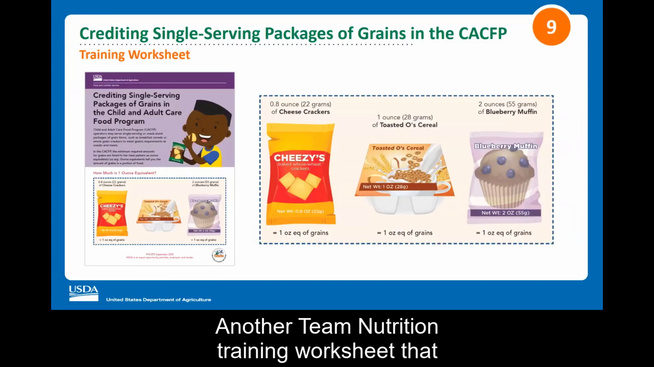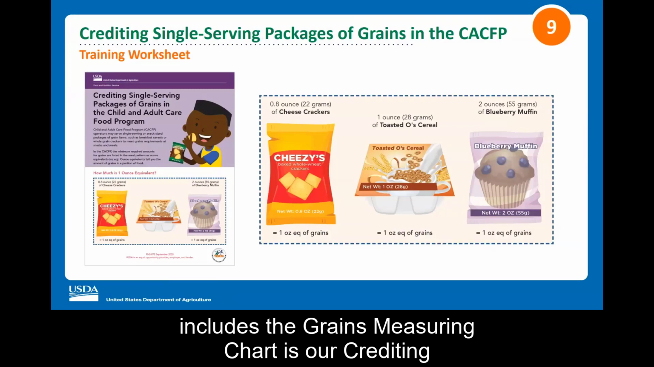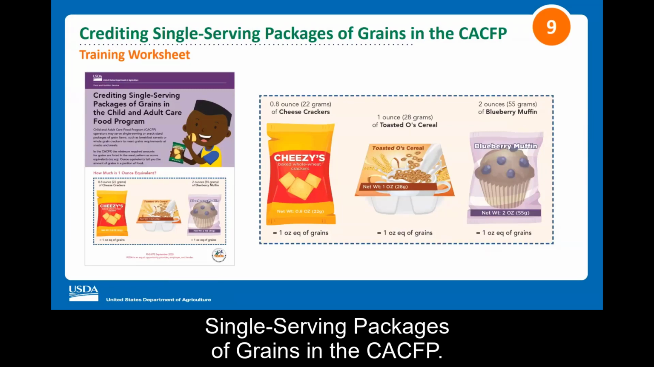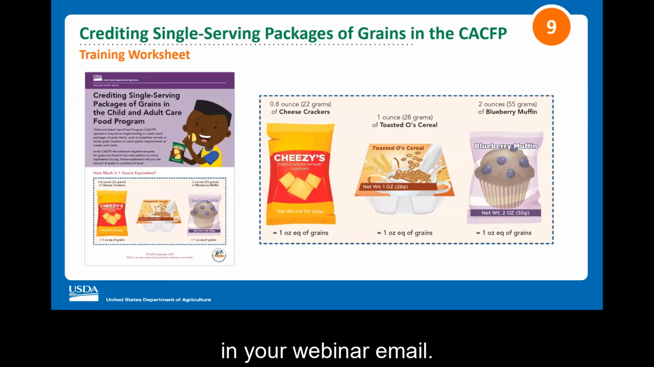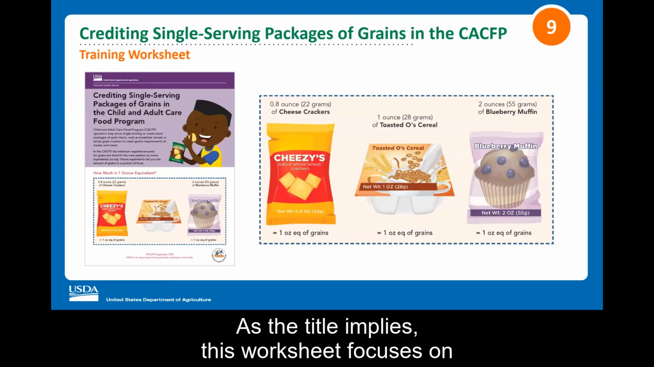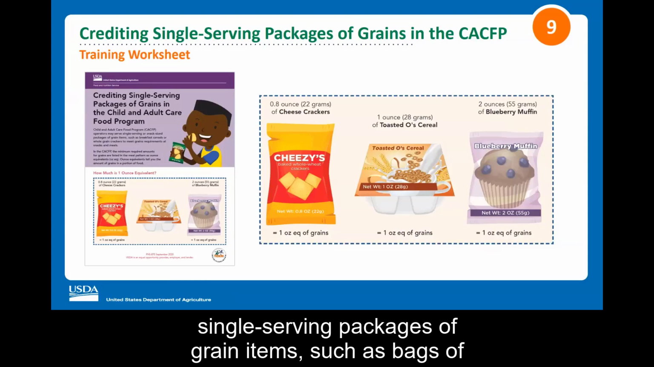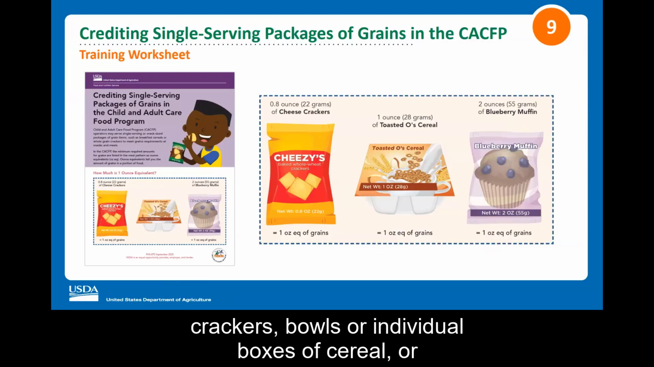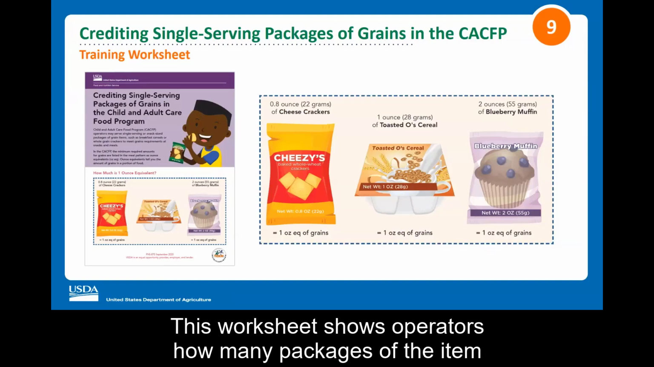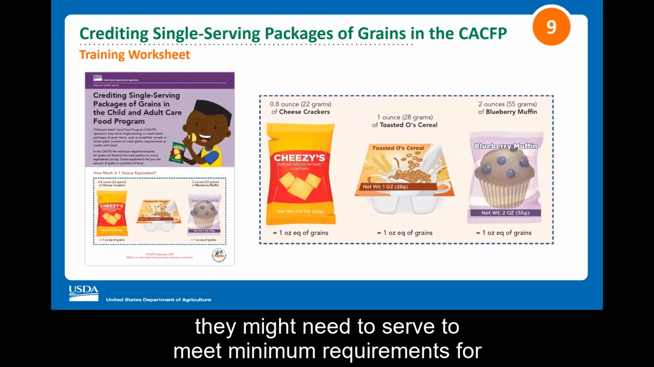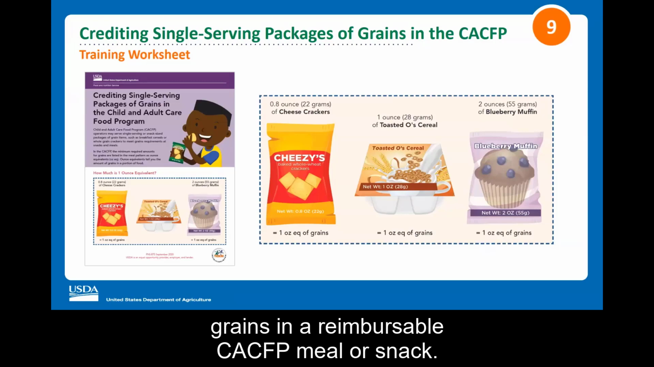Another Team Nutrition training worksheet that includes a grains measuring chart is our Crediting Single Serving Packages of Grains in the CACFP. This webinar is listed as number 9 in your webinar emails. As the title implies, this worksheet focuses on single serving packages of grain items, such as bags of crackers, bowls or individual boxes of cereal, or individually wrapped muffins. This worksheet shows operators how many packages of the item they might need to serve to meet minimum requirements for grains in a reimbursable CACFP meal or snack.